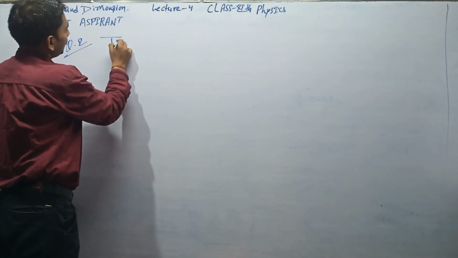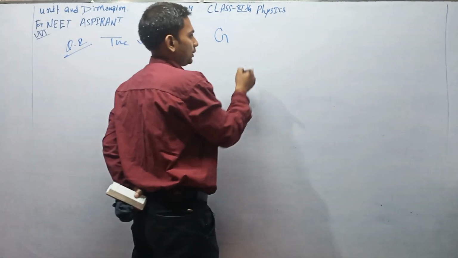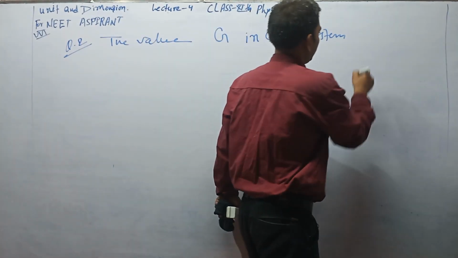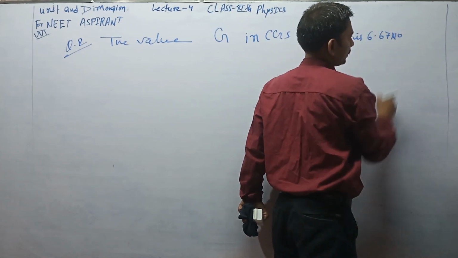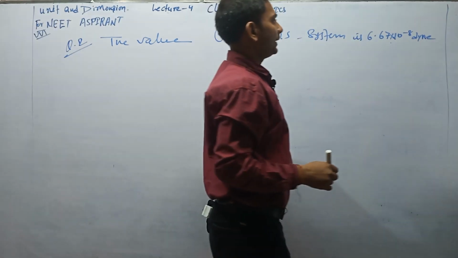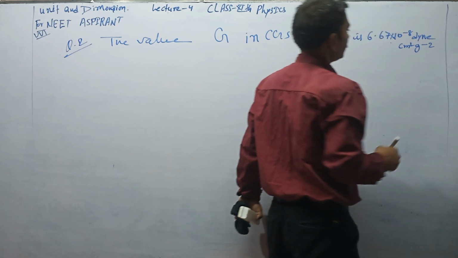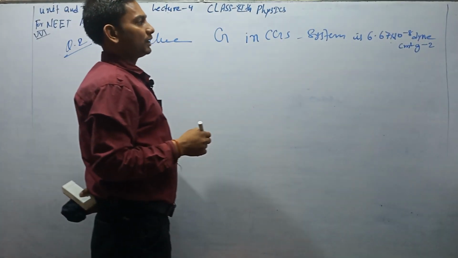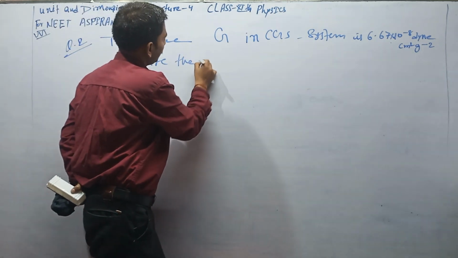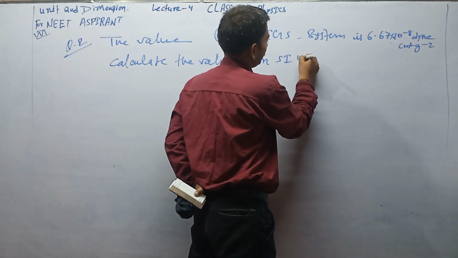Question second. The value of G in the CGS system is 6.67 into 10 to the power minus 8 dyne centimeter square gram inverse minus 2. Calculate the value in SI units.